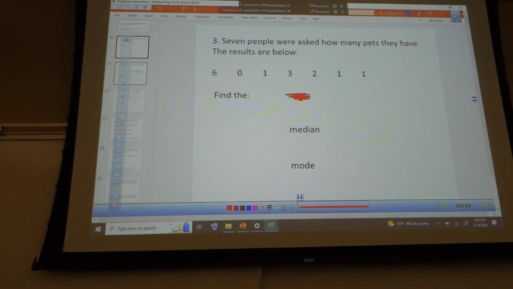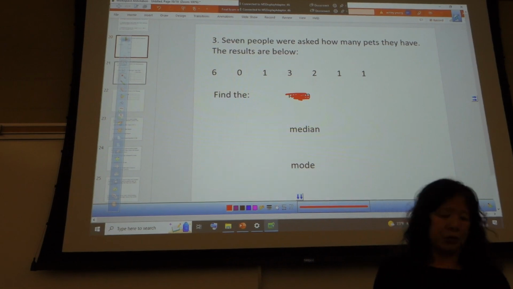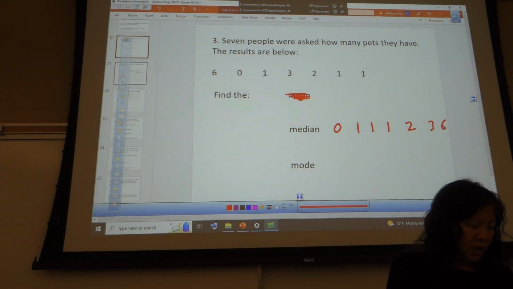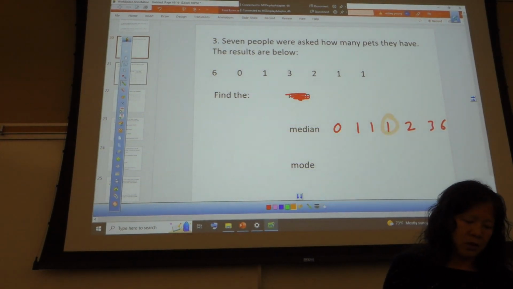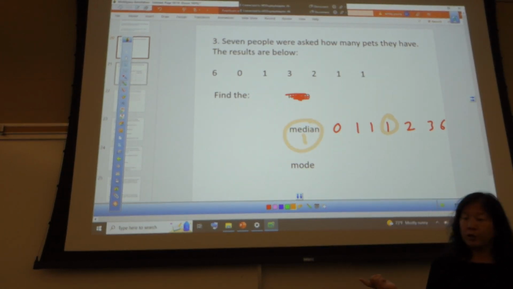Okay? So the median is the number smack dab in the middle when you put your data in order. If you don't put it in order, you're going to get garbage. So first I have to put it in order, and then find the one smack dab in the middle. So my median is 1. What's my mode? The one that occurs the most? Also 1. Good.